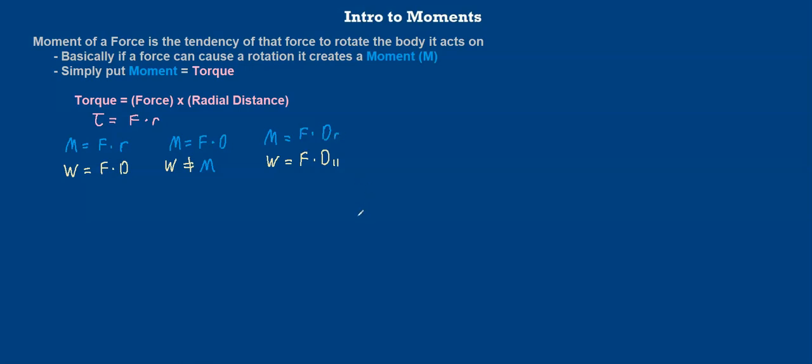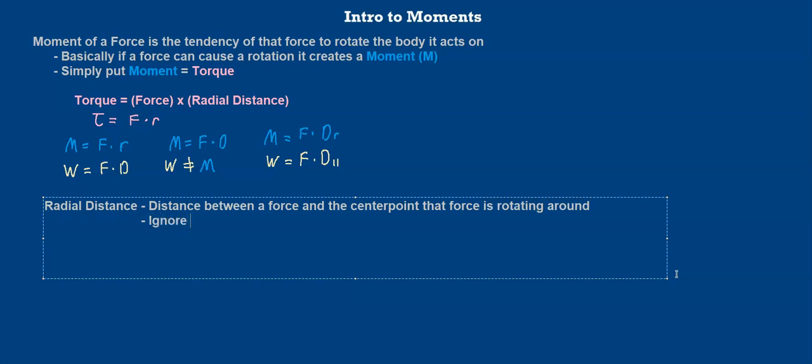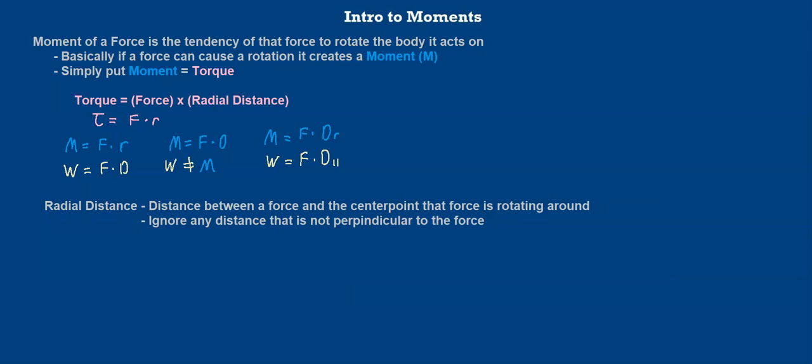And actually, real quick, let's take a moment to define what a radial distance is. A radial distance is the distance between a force and the center point that force is rotating around. And it's important to note that when you are dealing with moments, you should ignore any distance that is not perpendicular to that force. So let's talk about what we mean.